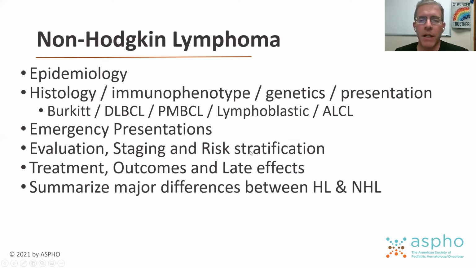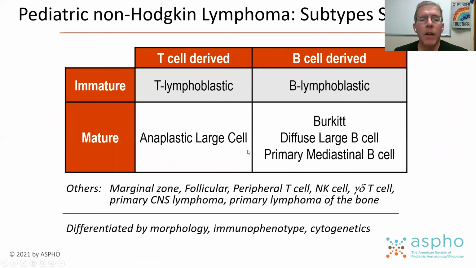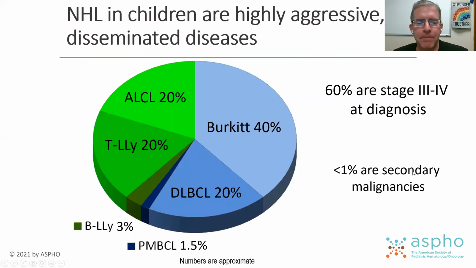Okay, moving on to non-Hodgkin lymphoma. Again, we're looking at T-cell derived, B-cell derived, immature, and mature. Now, there's a whole bunch of others, but I'm going to focus on these. But there's marginal zone, follicular lymphoma, peripheral T-cell, NK T-cell. These are extremely rare, and the data that we have on how to treat them is less well established.